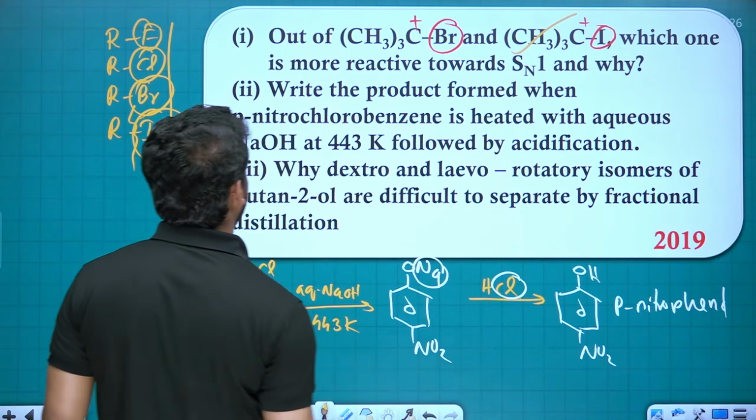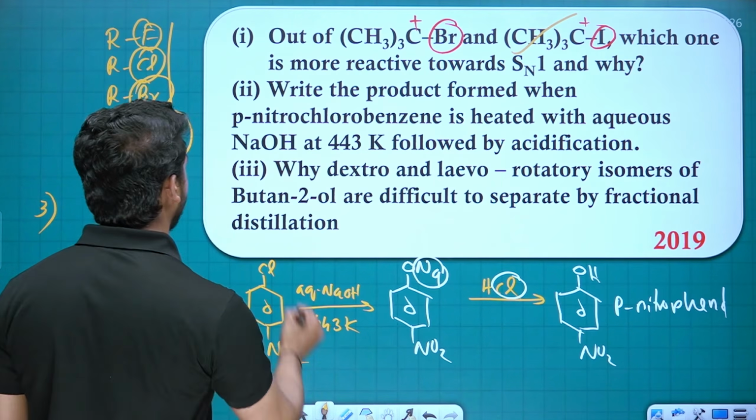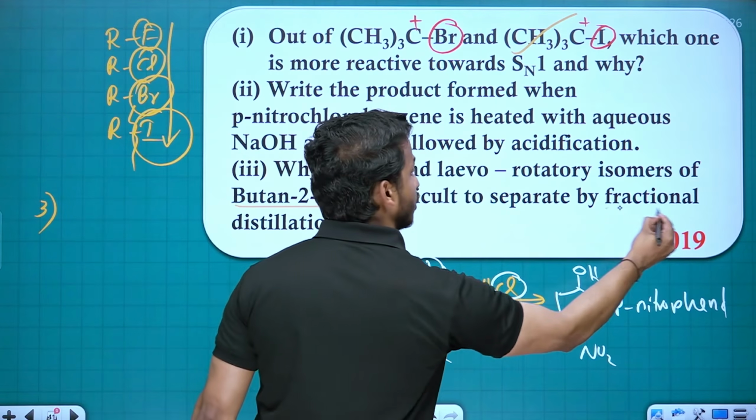Okay. And the third question is given as: why are the dextro and levo rotatory isomers of butan-2-ol difficult to separate by fractional distillation?